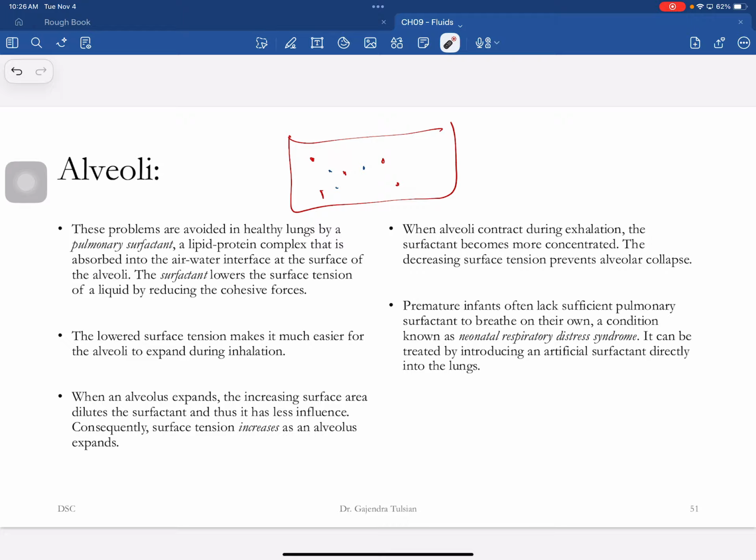So that's a built-in mechanism for avoiding trouble. When alveoli contract during exhalation, the surfactant becomes more concentrated, decreasing the surface tension, preventing alveolar collapse.